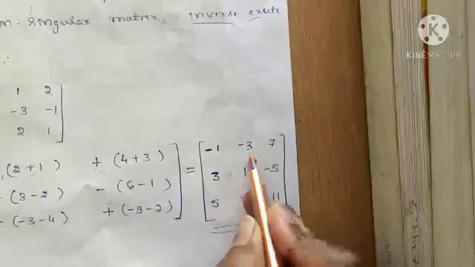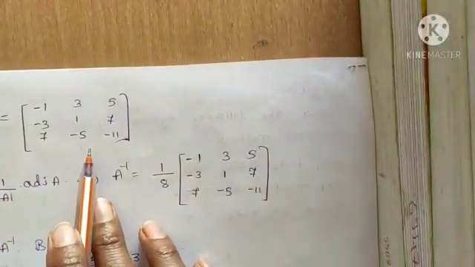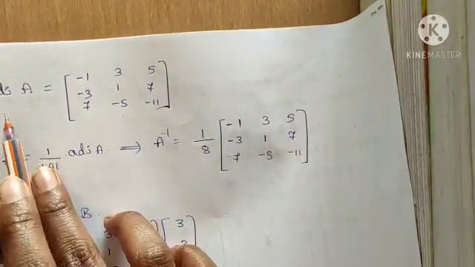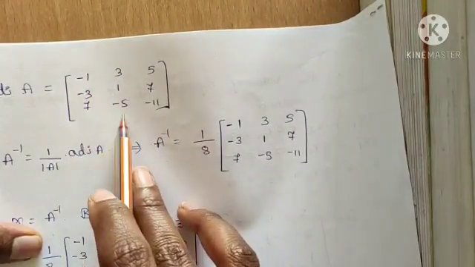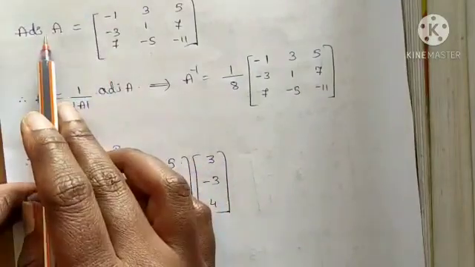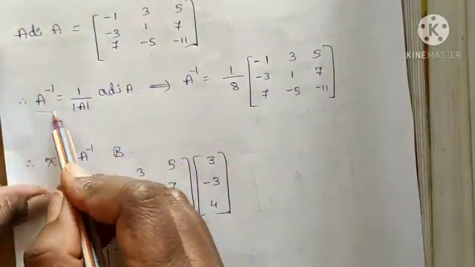Therefore, minus 1 minus 3 7. Transpose of that one means minus 1 minus 3 7 in a column way. Therefore, this is your adjoint of a matrix. Therefore, adjoint of A is equal to minus 1 minus 3 7, 3 1 minus 5, 5 7 minus 11. Therefore, after knowing the value of adjoint of A, you will obtain the solution for A inverse.